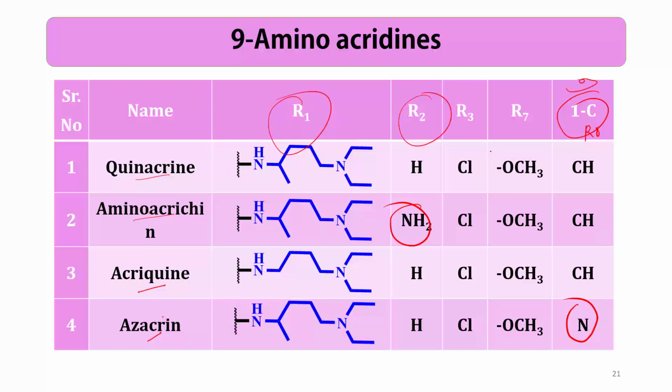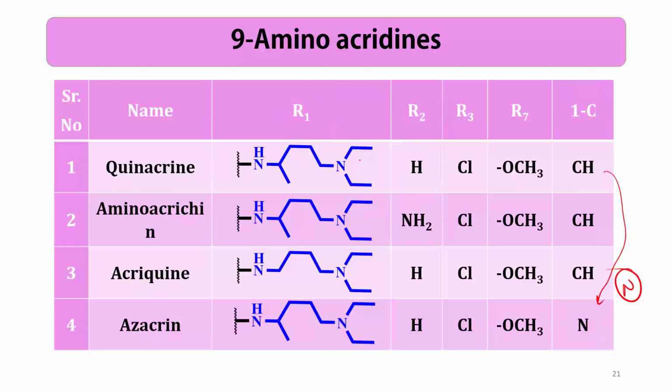So what will help to change that? In quinacrine, R2 has an H, R3 has a Cl, R7 has an OCH3 and R1, or we can say R8. But in aminoacridine, the H is replaced with the amino group, NH2 group, and in azacrine, the CH is replaced with N. In acriquine, there is no branch available at that position. The rest is the same as quinacrine.